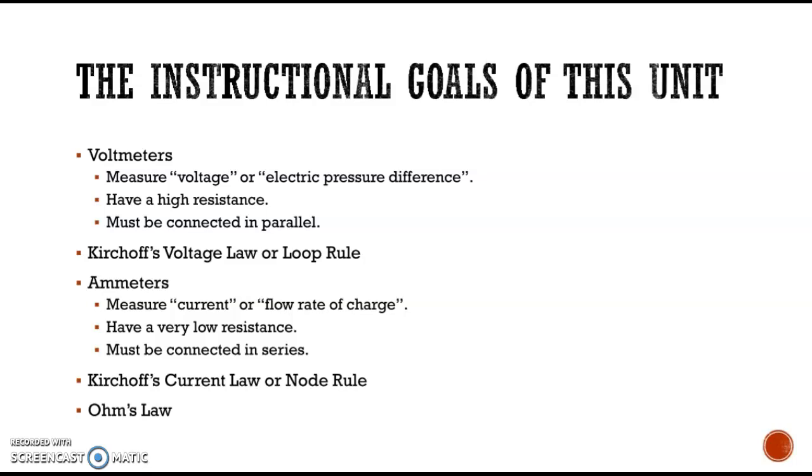The second thing that we covered with this unit was on ammeters, which measure current or the flow rate of charge. And in order to do that, those have a very low resistance and must be connected in series. And again, I'll be going over that briefly in a moment too. That's going to end up segueing into Kirchhoff's current law or node rule, which tells us about how current behaves. And then finally, we will talk about Ohm's law and how we can use it.